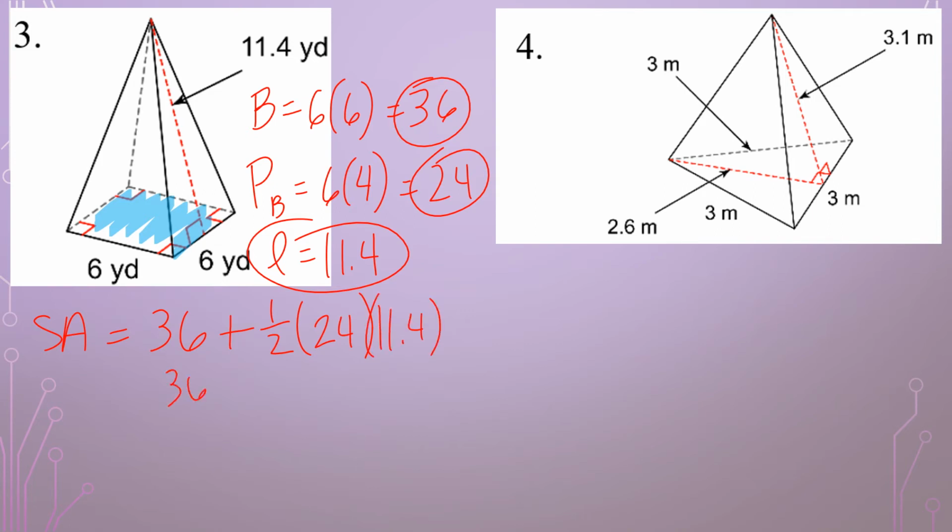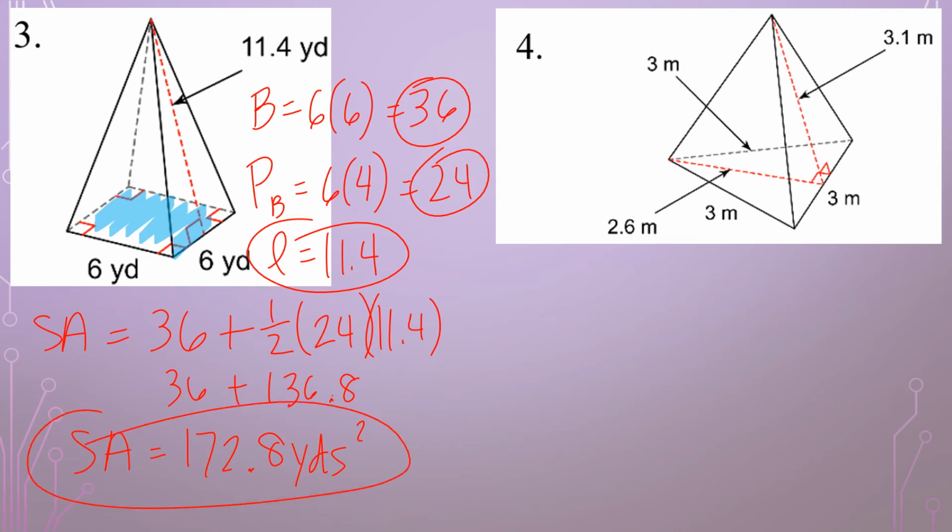We'd have 36 plus 1/2 times 24 times 11.4 is 136.8. And you would add those two together, and you would get 172.8 yards squared. Actually, I want to put that in a box.